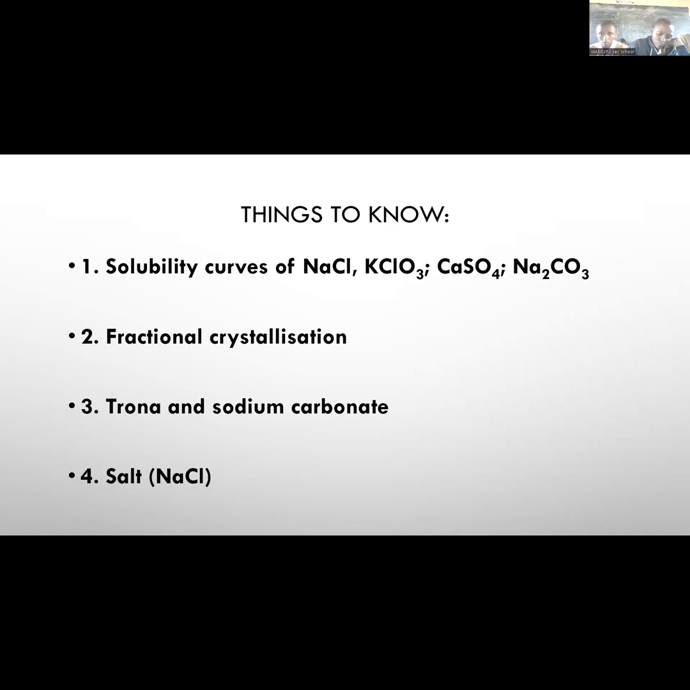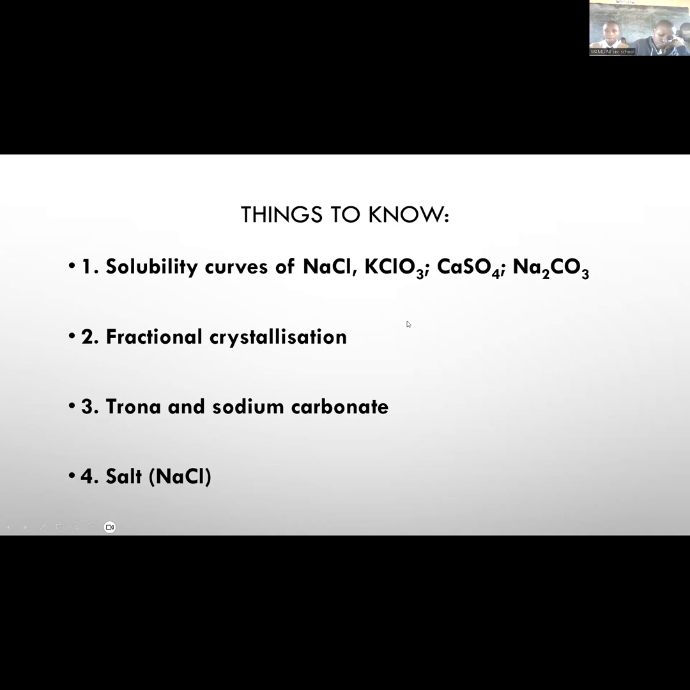You need to know about something called fractional crystallization. You need to know about trona and sodium carbonate and about salt. Now, trona, which becomes sodium carbonate, and sodium chloride are both produced in large quantities in Kenya, which is why it is in your syllabus. So let's look at these curves. I suggest you just sketch them on the same graph.